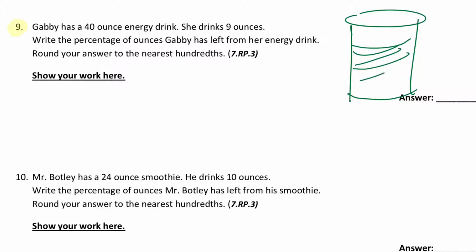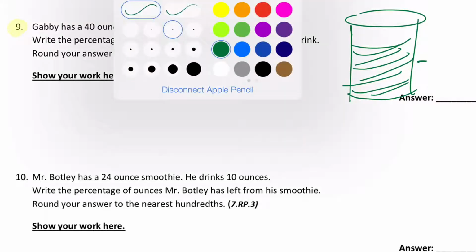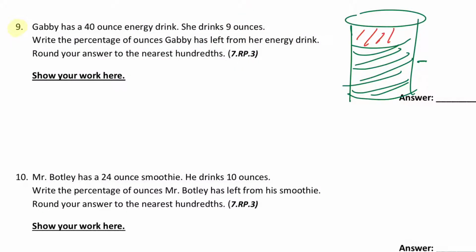So I know that most of it is left. We're trying to find out what's left. So let's color in the part that she drank. That's red. We know that was 9. So 40 minus 9 leaves us with 31 ounces. And we're wondering, what percent is that? 31 is part of the can. They're asking us, what percent is that part?